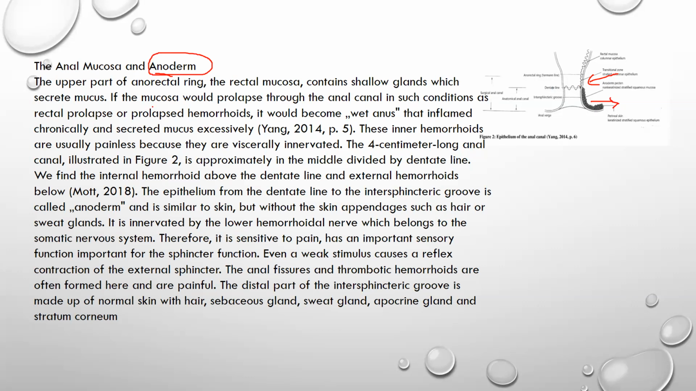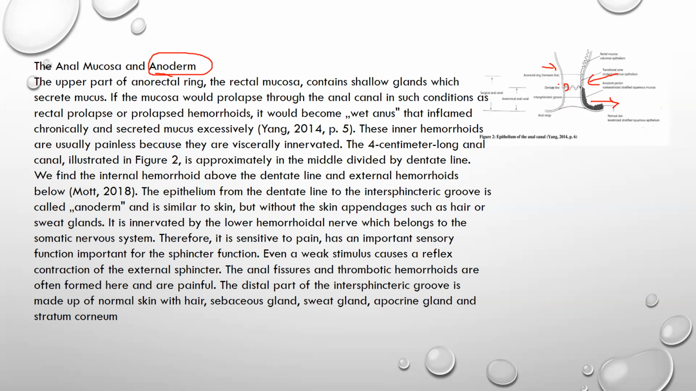And if the mucosa prolapses through the anal canal, in conditions such as rectal prolapse or prolapsed hemorrhoids, sometimes it's not only the rectal mucosa, it can be the hemorrhoids. Because of this extra pressure, the veins will be compressed and they will fail to return the blood back.